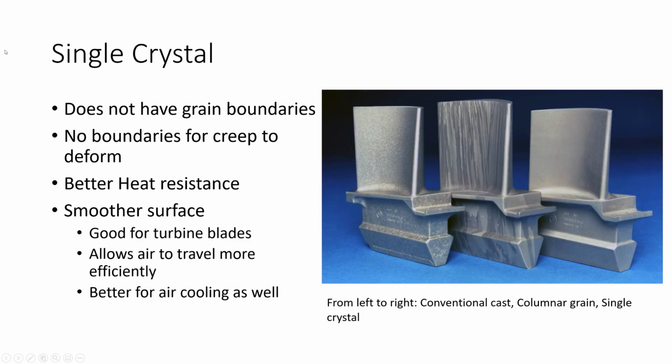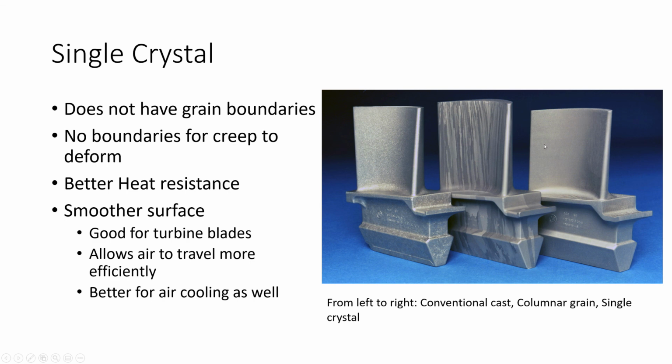And lastly, we have the single crystal. A single crystal does not have any grain boundaries, so it doesn't have any boundaries for the creep to deform to, and it has better heat resistance. They're more heat resistant, and it has a smoother surface as compared to the conventionally cast. So in this picture, we have conventionally cast, columnar grain, and single crystal.